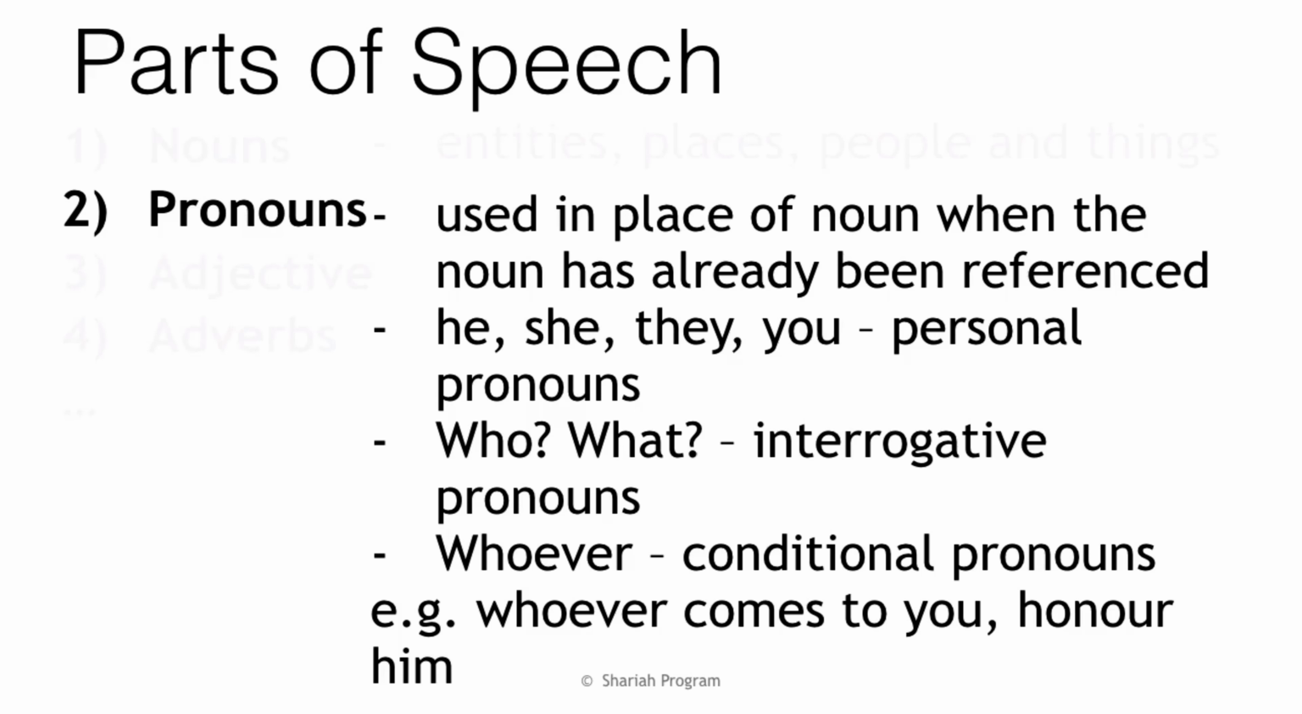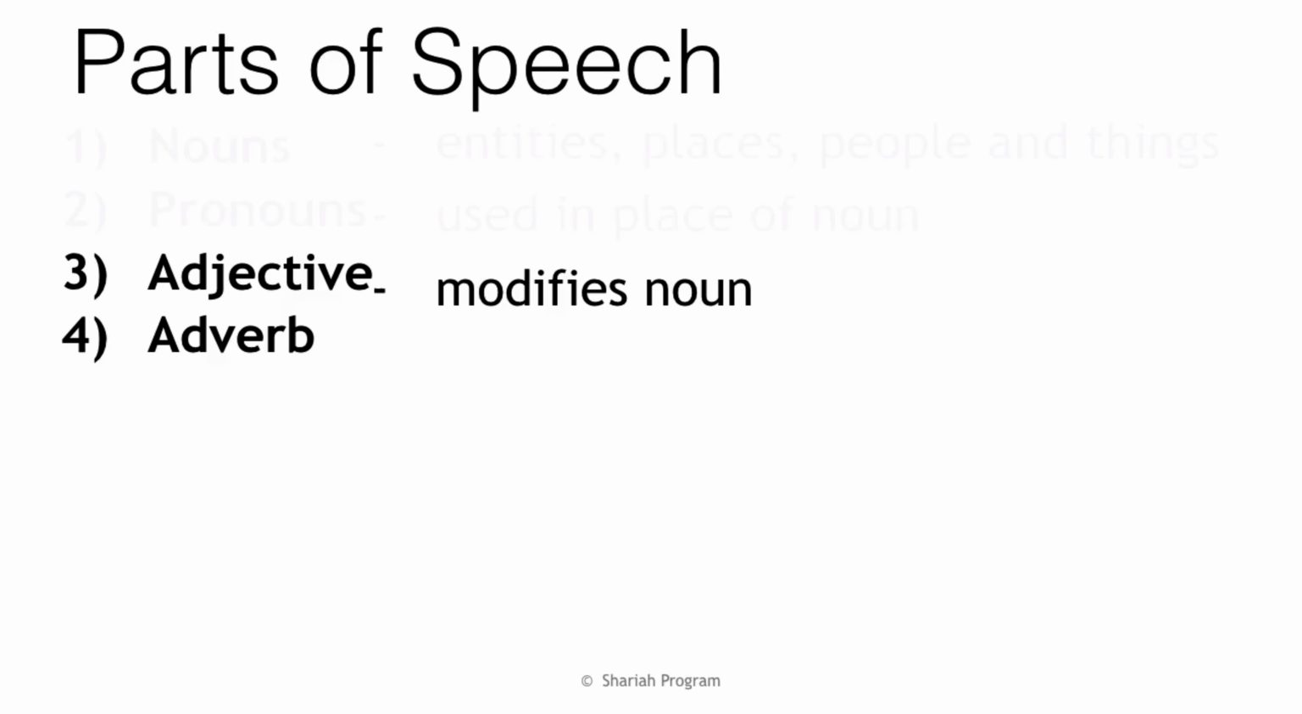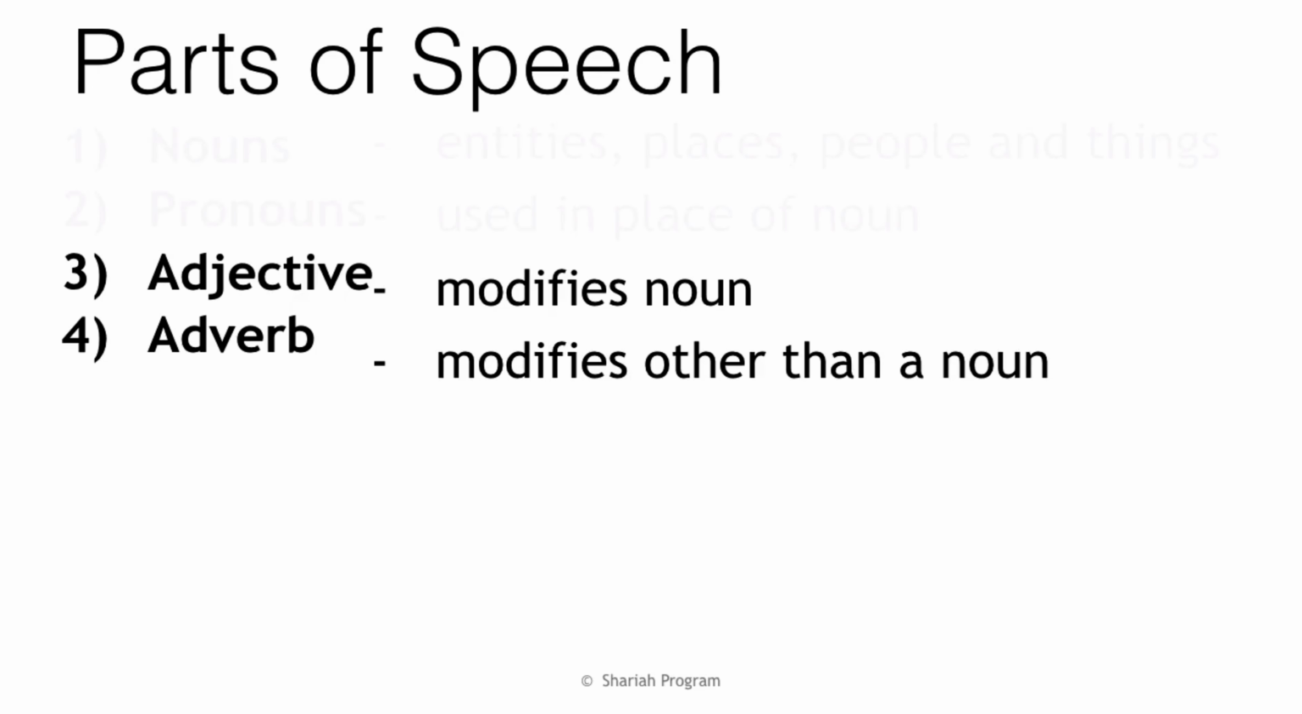So bottom line is that the second part of speech is pronouns. We have noun, which is place, person, thing, and then we have pronoun, smaller words used in place of nouns when the nouns have already been referenced. And there's various kinds of those. And then the third one is adjective, which is a part of speech which modifies a noun. And an adverb is the part of speech which modifies other than a noun. So examples of adjectives would be tall, small, ugly, beautiful. And examples of adverb would be like quickly, such as in came quickly.